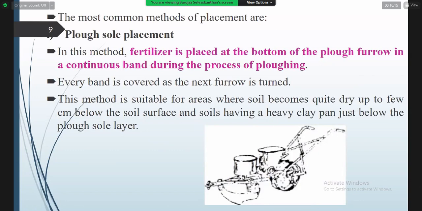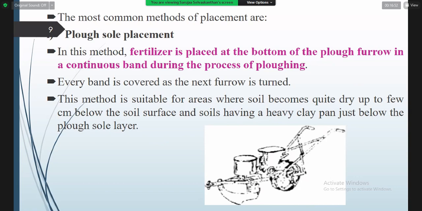The most common methods of placement are, first, plow sole placement. In this method, fertilizer is placed at the bottom of the plow furrow in a continuous band during the process of plowing. During plowing time, we have the open furrow, and then you can apply the fertilizer through it. After that, every band is covered by the next furrow, that is, covered by soil at the next furrowing time. This is one of the methods.